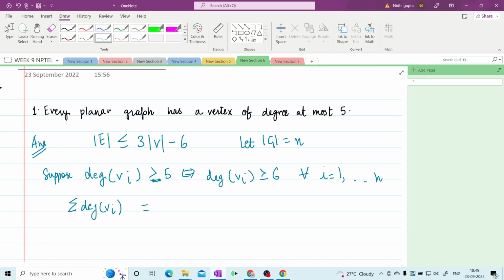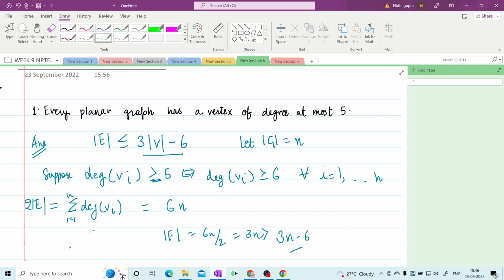we see that it is at least 6n. How do we relate the sum of all degrees to the number of edges? Each edge contributes 2 to the degree sum, therefore this is equal to 2 times the number of edges. So we see that the number of edges is at least 6n by 2, which is 3n, which is clearly greater than 3n minus 6.